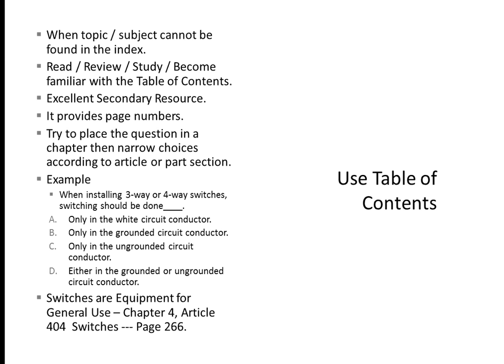So I have an example here. When installing three-way or four-way switches, switching should be done A, only in the white conductor, B, only in the grounded circuit conductor, C, only in the ungrounded circuit conductor, and D, either the grounded or ungrounded circuit conductor. So you would use the table of contents and you would find that switches are under equipment for general use. That's chapter 4. And as you look down, you see article 404 identified as switches, and you turn to page 266. So that's the way of using the table of contents rather than the index.